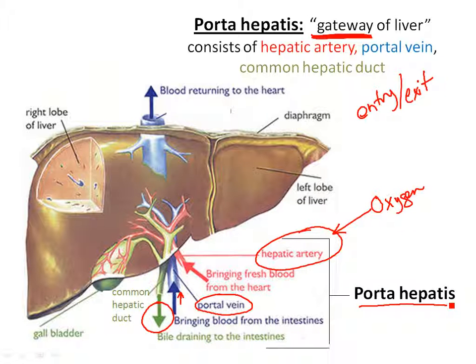Now, of course, blood has to exit the liver, and it's going to do that here. This will be a typical venous system. Smaller veins will merge to form larger veins. Eventually, you get the right hepatic vein, the left hepatic vein, and they will merge into the IVC, which, of course, we know drains the venous blood from the lower half of the body into the heart.